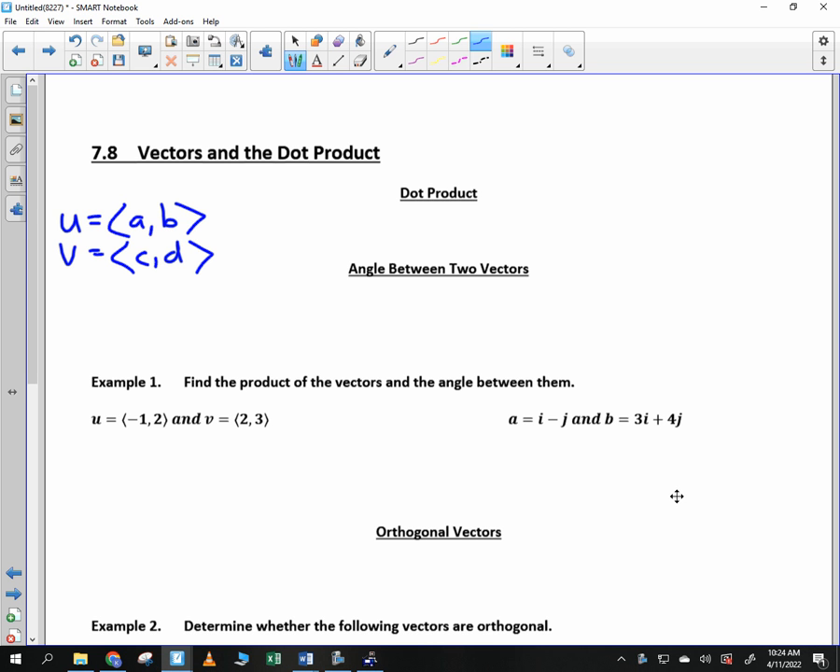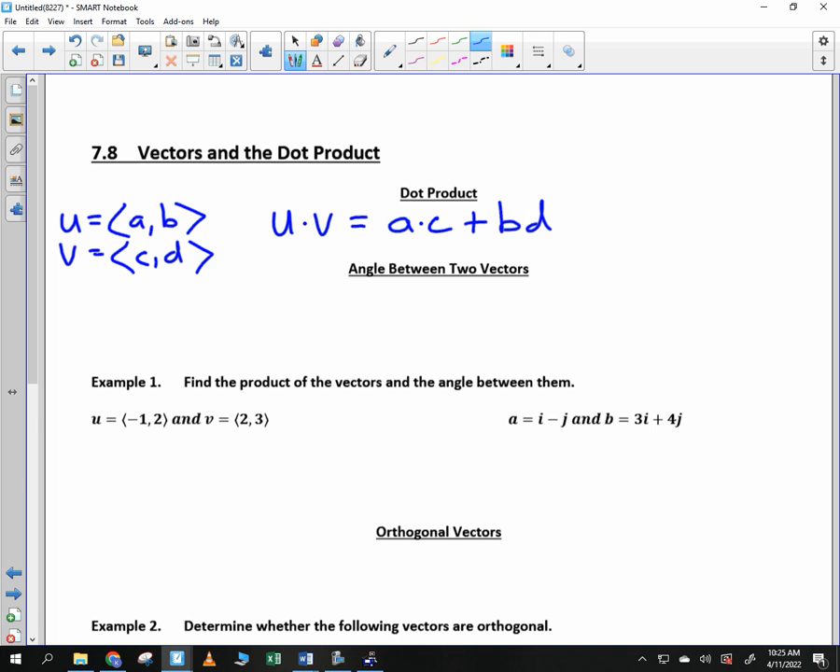When you multiply two vectors, so we learned how to add and subtract them the other day, and that was no big deal. But when we do u times v, what we get is you take a times c, so you multiply the two horizontal components, and then you add b times d. So you multiply the two vertical components. And so you get a numerical result. So one vector times another vector does not result in another vector. It simply results in a number.